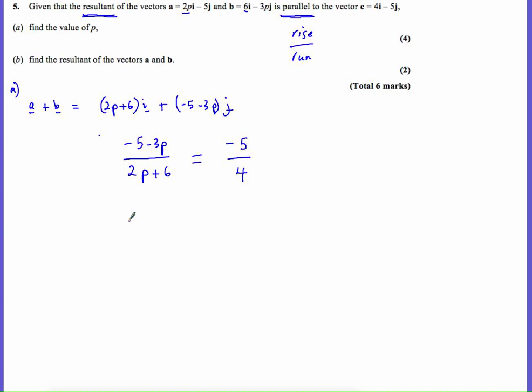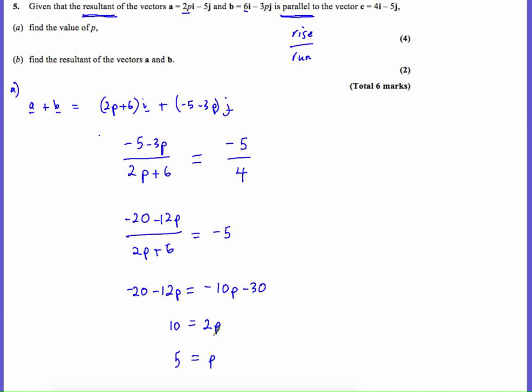So I'm going to multiply both sides by 4 to solve this to start with. So I'm going to give myself minus 20 minus 12p over 2p plus 6, and you can do this anyhow you like, equals minus 5. And multiply both sides by 2p plus 6. That will give me minus 10p minus 30. Solve this. I'm going to add 12p to both sides. I'm going to add 30 to both sides. You get p equals 5. So really well done. That was a really nice solution, those people that did that.